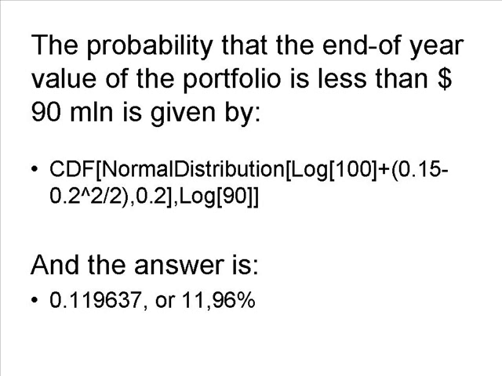Secondly, I want to calculate the probability that the end-of-year value of the portfolio is less than 90 million. And I do this by writing the following expressions, which gives the following answer. Probability is equal to 11.96%.